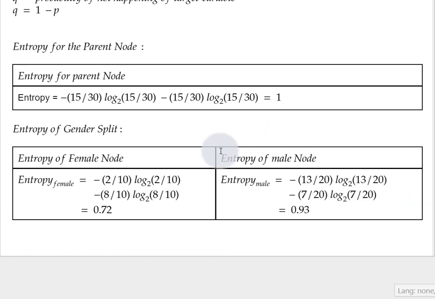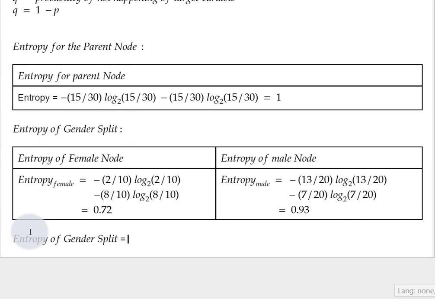I'll just copy this sentence over here, entropy of the gender split. This will be the weighted average, as I said. So what will be my weighted average here? I know the entropy value of the female over here, right? Now how many female students are there? There are 10 female students among 30 students over here, right? And there are 20 male students among 30 students over there, right?